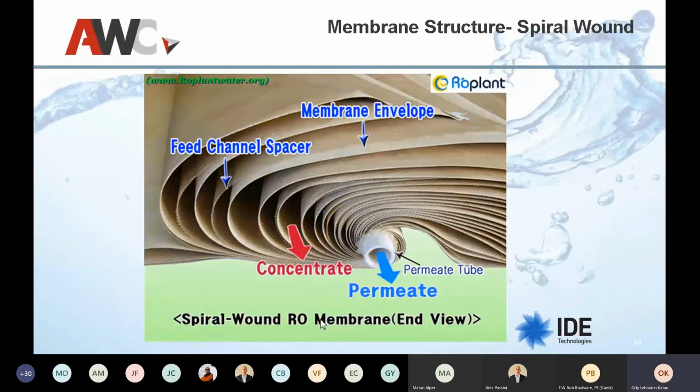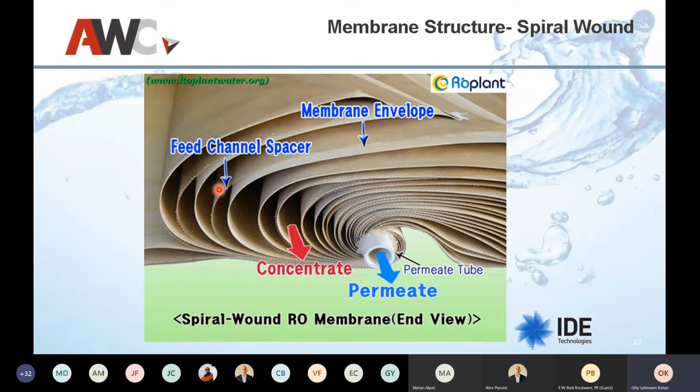So if we look at the structure of the membrane, this is a spiral round membrane. This is the most commonly used, not the only one, but it's very widely used. What we can see here is the membrane envelopes, and in between there's a spacer. So the feed water is basically a channel running alongside the envelope. The pressure of the feed that we're giving is pushing the water into these envelopes, and then the water slides all the way down and comes out, collected in the middle here in the permeate tube.